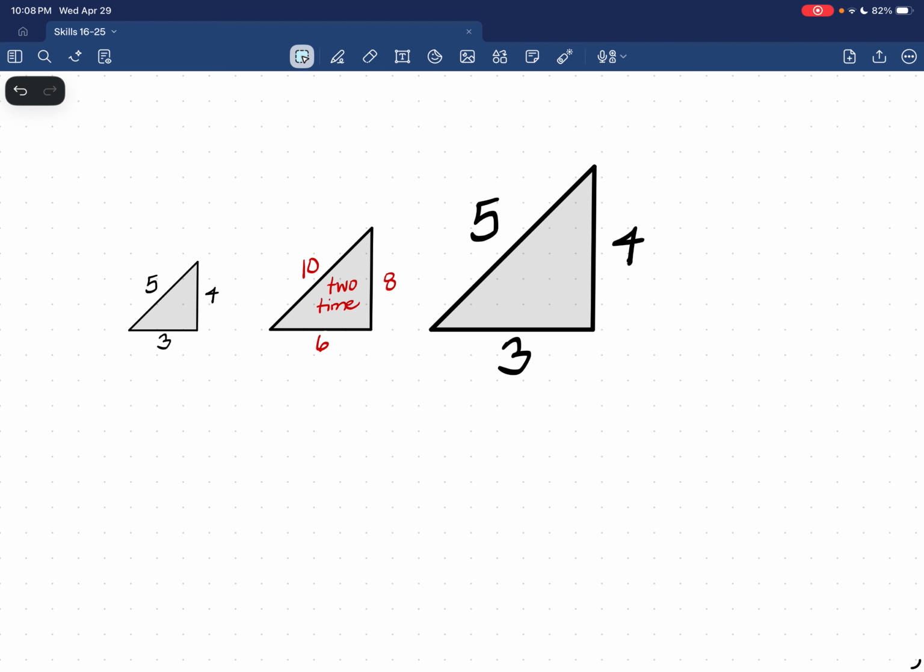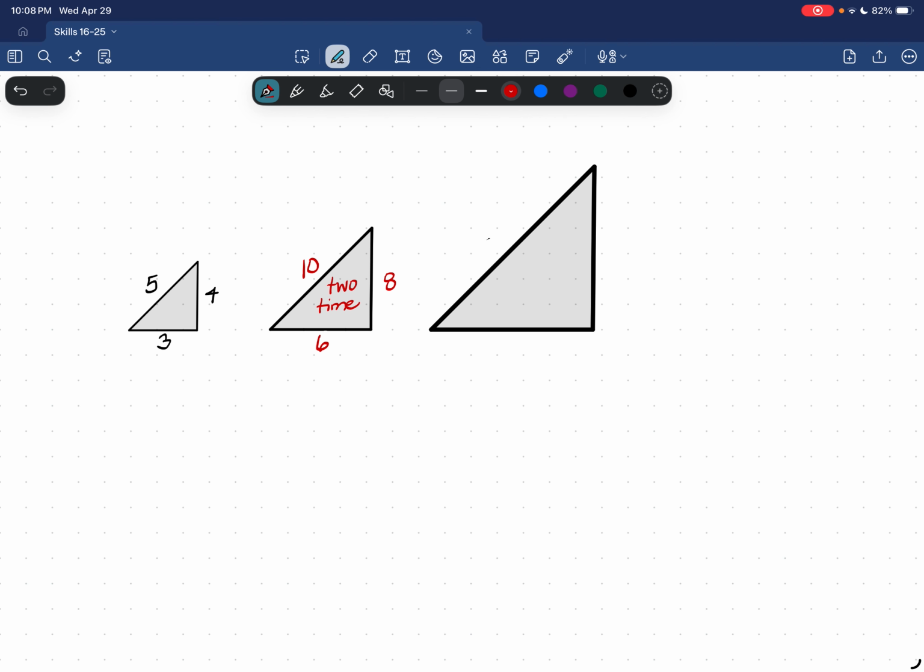So let's make this one be 3 times bigger than the first one. So here we have a baby, a mama, and a grandmama. So 5 times 3 is 15. 4 times 3 is 12. And 3 times 3 is 9. So this one is 3 times larger than the original.